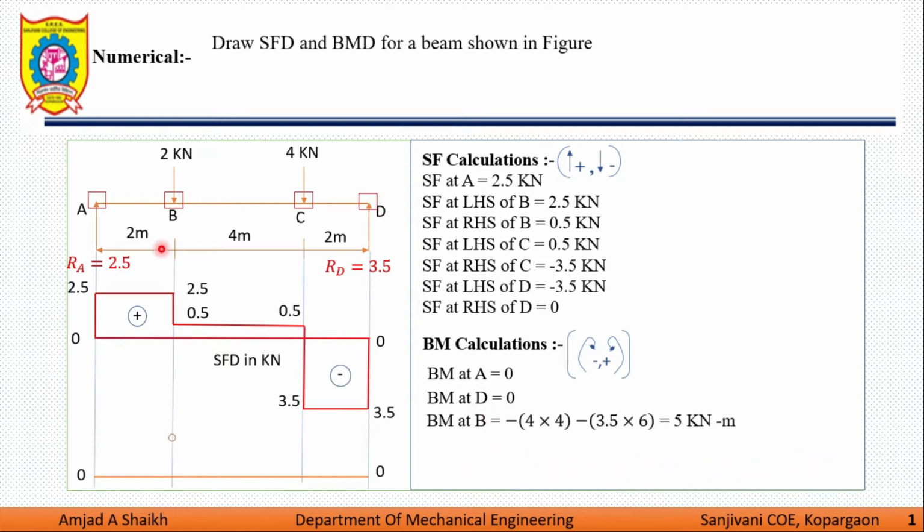Bending moment at point B. Here we are going from left to right, so we are considering the right hand part of this, not the left hand part. So we take moments at point B. The moment of 2 kilonewton becomes 0.